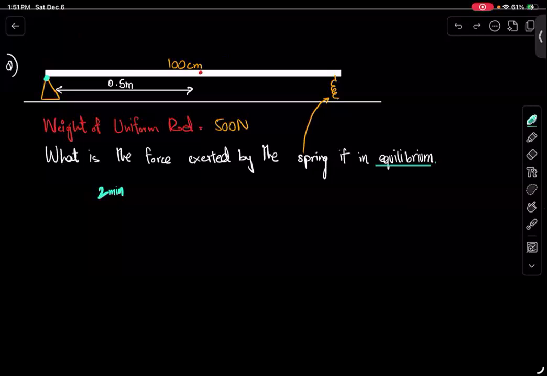The pivot is on the left side, by the way, where the block, the triangle, is.